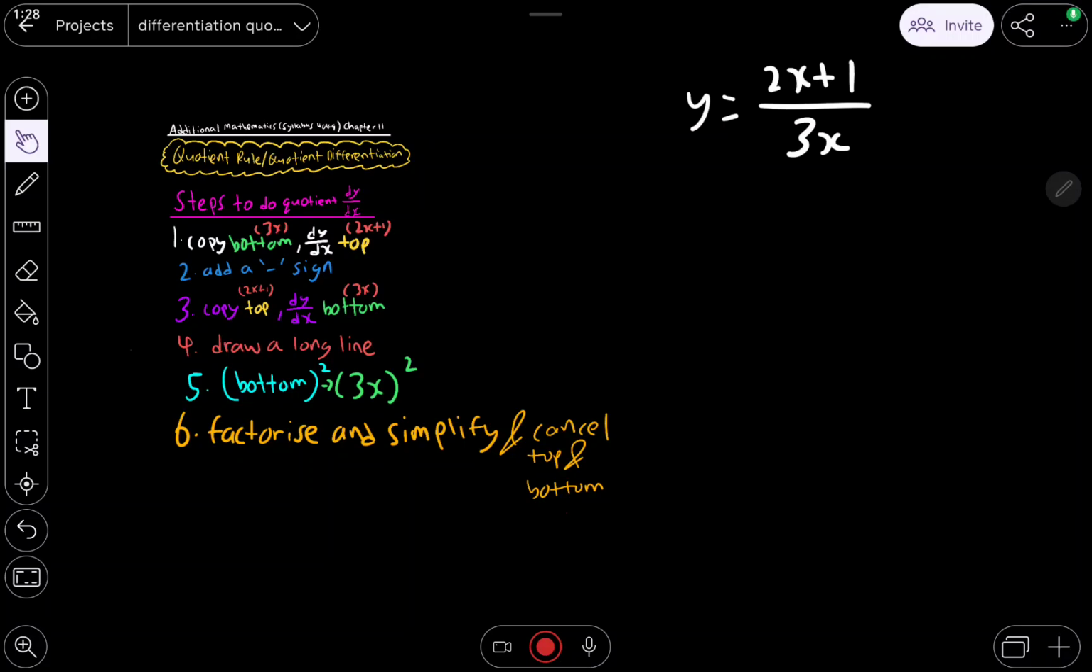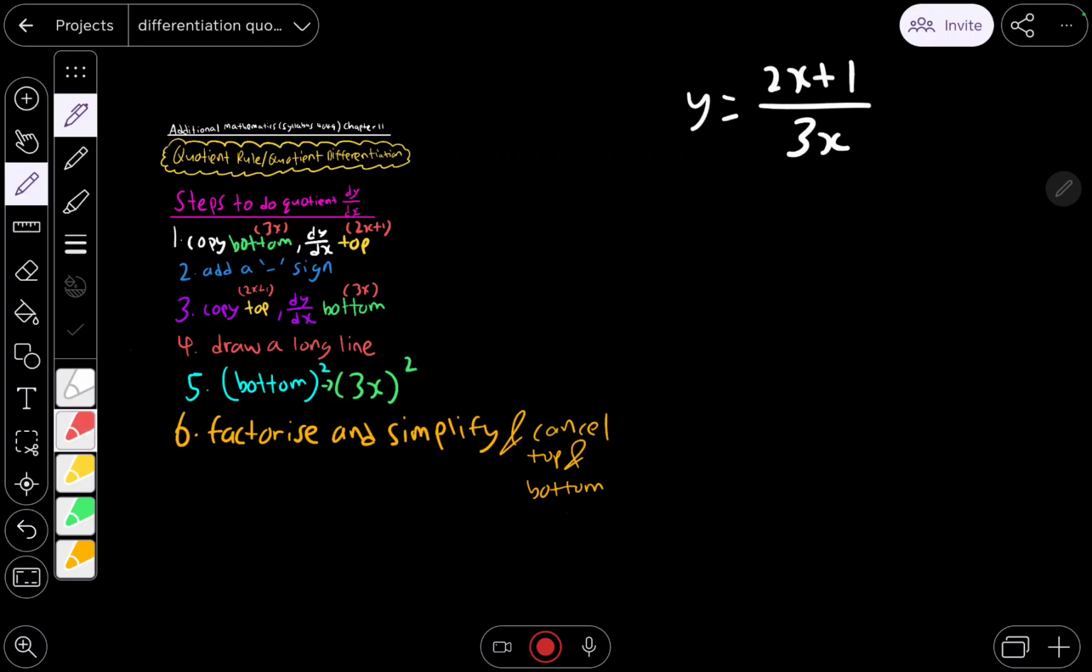As mentioned earlier, I will use y equals 2x plus 1 over 3x to show you how to differentiate the question, and here we are going to do it today. Differentiate the following with respect to x: y equals 2x plus 1 over 3x, which is over here. First of all, I'll make sure it's in a nice form to differentiate.